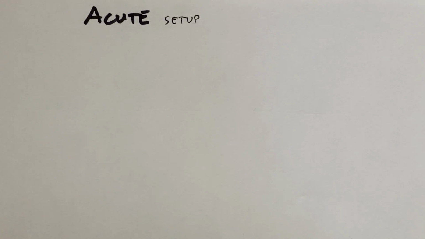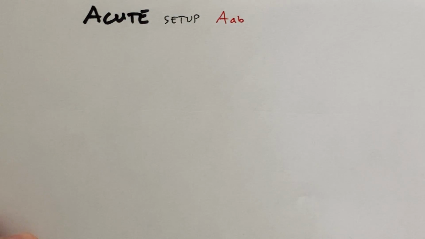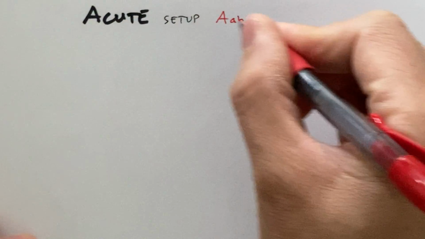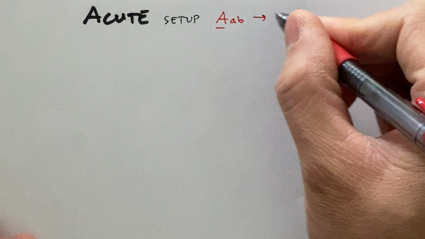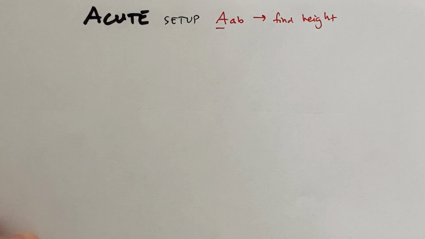Now let's talk about the acute SSA situation. So again, let's pretend we have capital A, lowercase b. It's SSA because this letter matches this letter. If it is acute, in other words, this is less than 90 degrees, the first thing you're going to have to do is find the altitude or the height of your triangle.